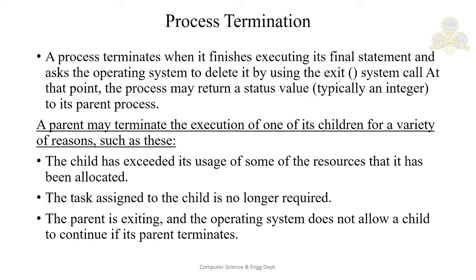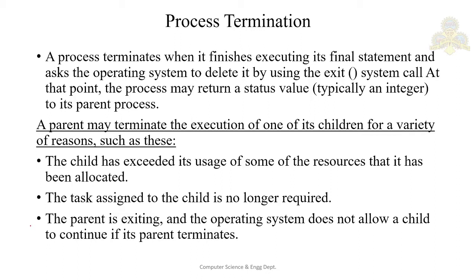Whenever the child terminates or exits, a status value has to be returned to the parent process. At that time, the parent process will understand that the child has successfully terminated. A parent may terminate the execution of one of its children for some reasons. In the first point we saw that the child itself terminates. Next we'll see that the parent has the authority to terminate the children. What are the reasons behind that?